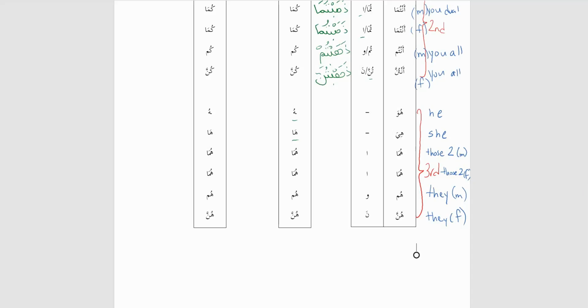Here, if you want to say those two went, we add only an alif for both, whether it be female or male. So we say dhahaba. This alif is actually representing the huma. So we say this alif is a damir muttasil that is referring to the dual third person, whether it be male or female.